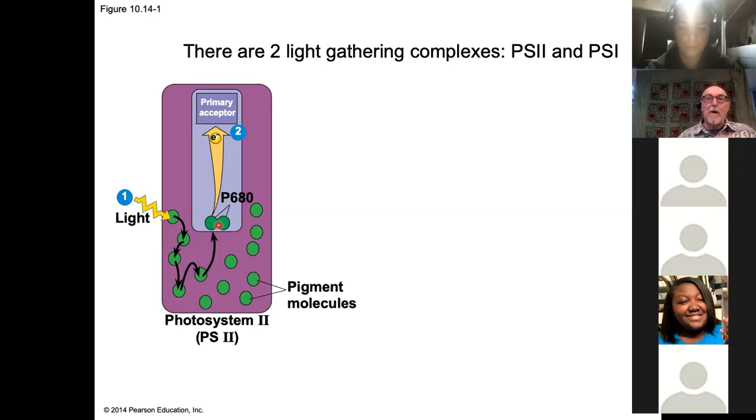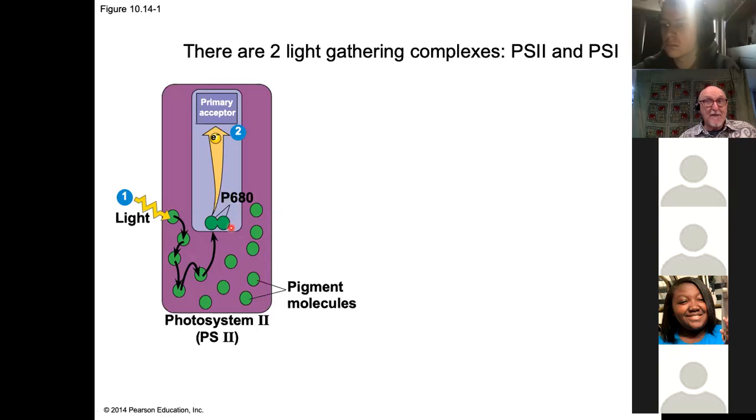When it reaches a critical point, one of its electrons is boosted to such a high degree that it can actually reduce this substance here, which is the primary acceptor. Never mind about its actual name. Just remember the primary acceptor. This electron is accepted. It reduces this primary acceptor. Realize that this molecule here, P680, has been oxidized. It has lost an electron. It becomes P680 plus.